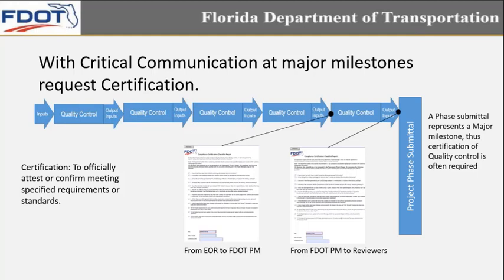And we usually have multiple levels of certification leading up to those milestones. The typical process is usually certification from the EOR to the FDOT PM, and from the FDOT PM to the reviewers. Remember, though, certification is not a checklist. Quality control checklists should be much more detailed and in-depth than a certification. A certification is more of a summary of meeting specified requirements, but there obviously should be a lot more requirements that went through the quality control process.